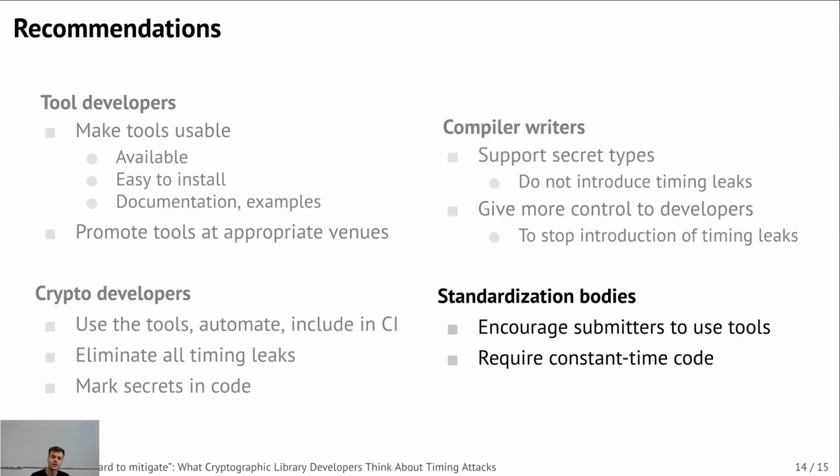And finally, standardization bodies. So for example, NIST, in the case of the post-quantum competition, these standardization bodies should encourage submitters to use these tools to detect potential timing leaks in their code. And we feel like these standardization bodies should require constant time code just outright for all of their submissions, and not just encourage submissions to be constant time.